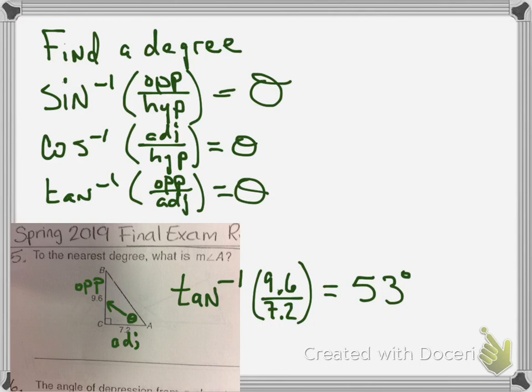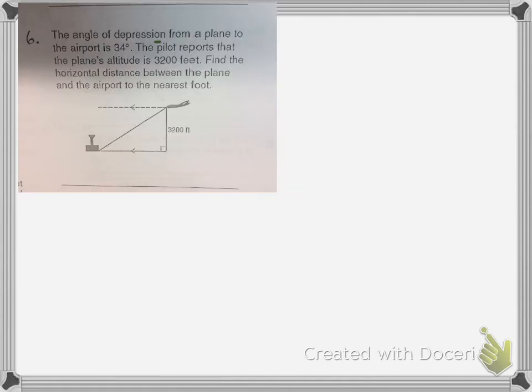All right, let's look at number 6. They tell you the angle of depression is 34 degrees. So that puts 34 right here. And the pilot reports that the plane's altitude is 3,200 feet. How far is it to the airport? Well, keep in mind, opposite angles are congruent. So this 34, then that's 34. So now this is the opposite, and I want this.